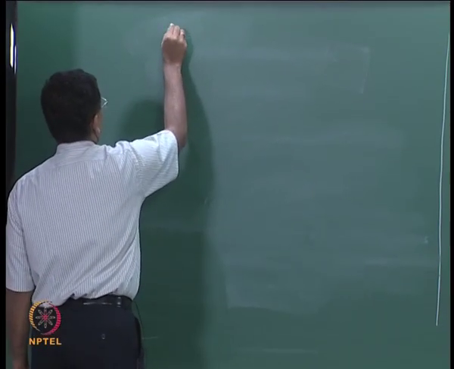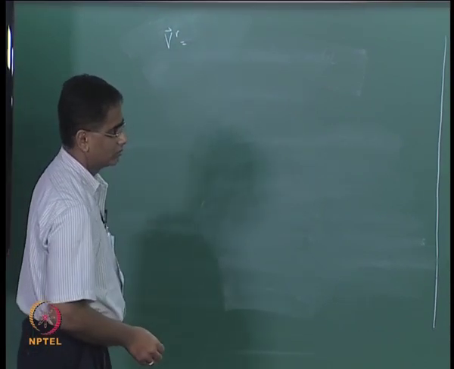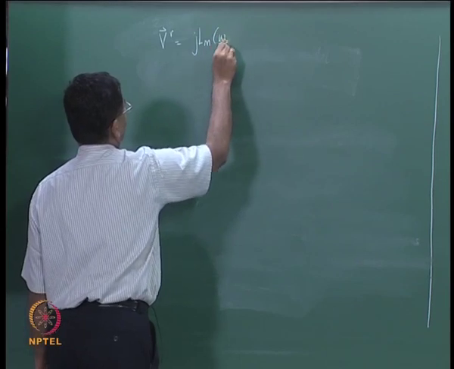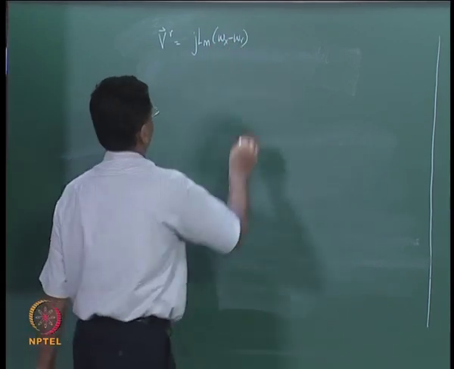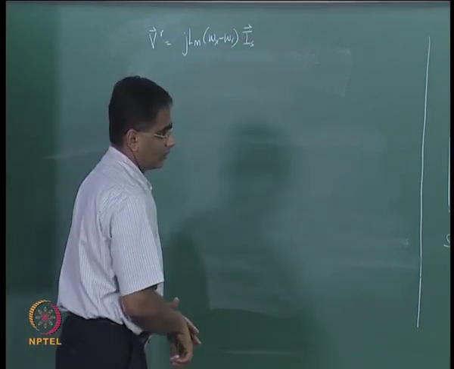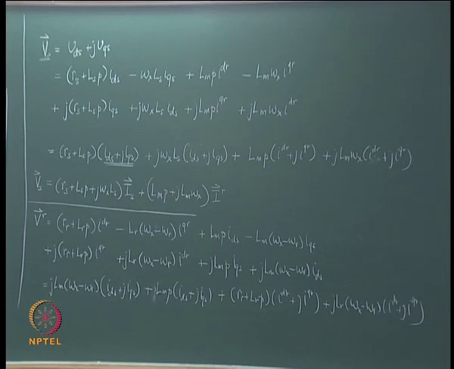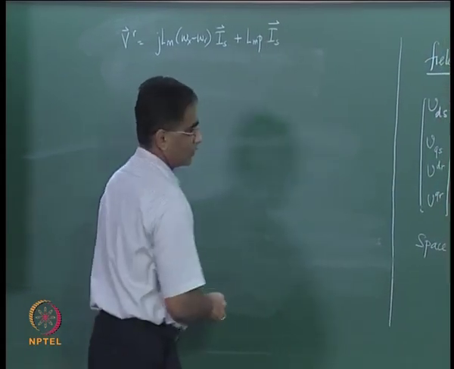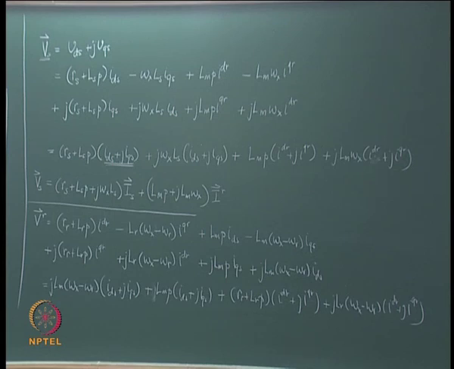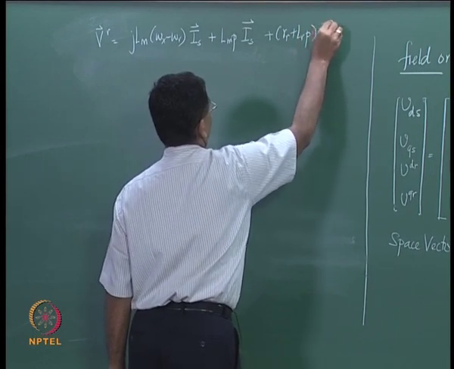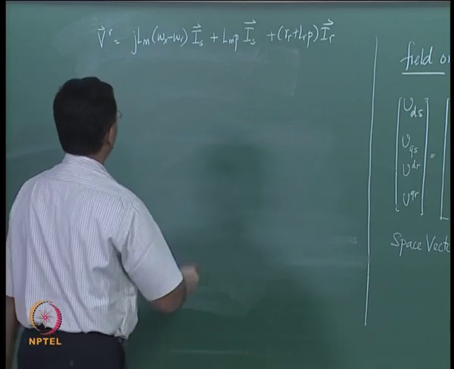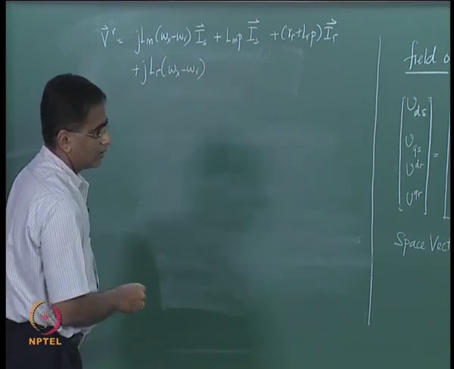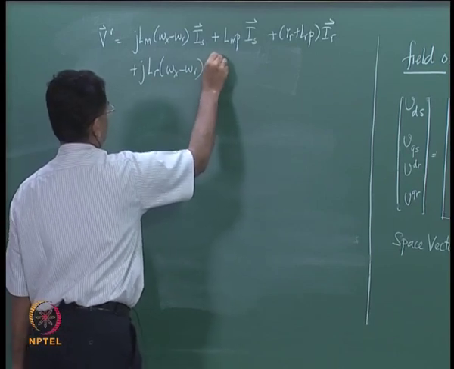So you have Vr is then equal to J times Lm into omega x minus omega r multiplied by the stator current vector plus Lmp into the stator current vector, and then you have Rr plus Lrp multiplied by the rotor current vector, rotor space phasor, and then you have J times Lr into omega x minus omega r into the rotor current space phasor.